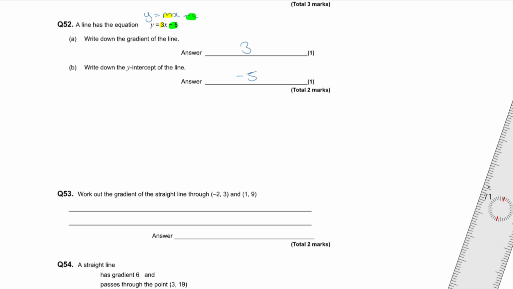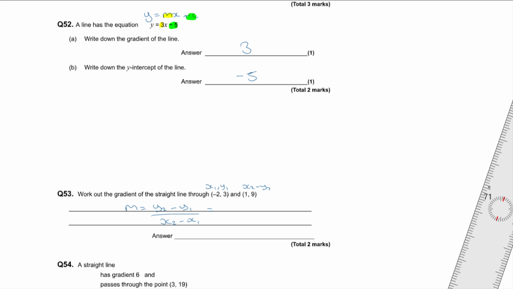Question 53. Work out the gradient of the straight line through -2, 3 and 1, 9. Now there's a formula for doing this. You can say that m is equal to y2 minus y1 over x2 minus x1. If you're good at remembering formulas, that's the best way to do it. So this one here is x1, y1, and this one is x2, y2.